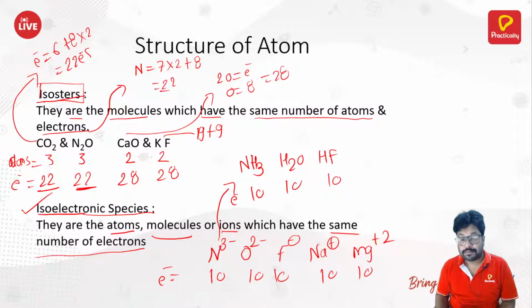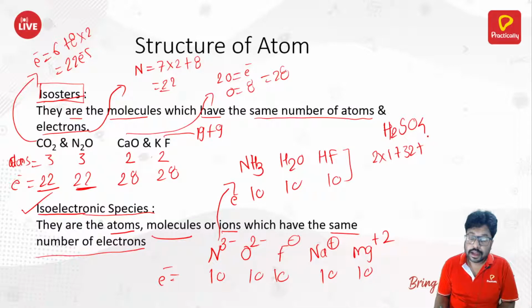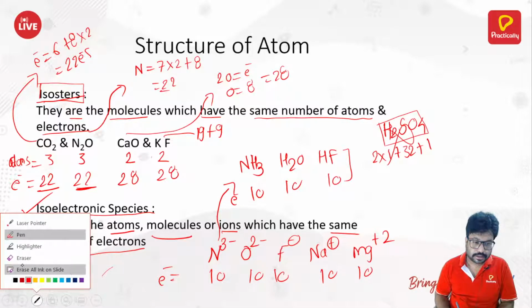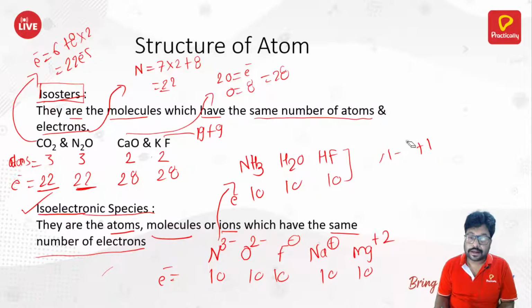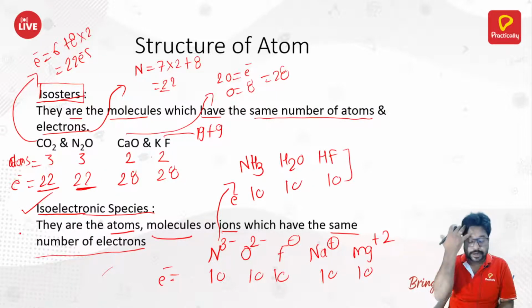Let me give you one more example. Next example is quite interesting. H2SO4. If you calculate the number of electrons H2SO4 has, hydrogen has 2 electrons, 2 into 1. Sulfur has 32 and oxygen 16. Oh, sorry. I made a mistake. No, it is not. I was actually calculating its atomic mass. Atomic mass is a completely different thing. Okay, so that's it for isoelectronic species.